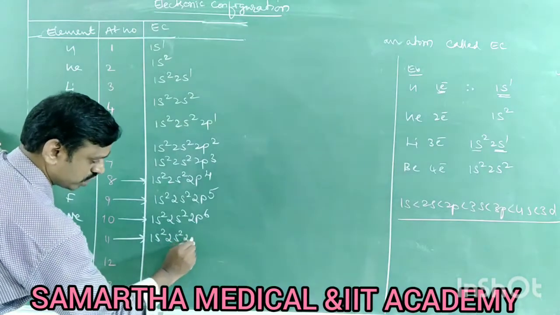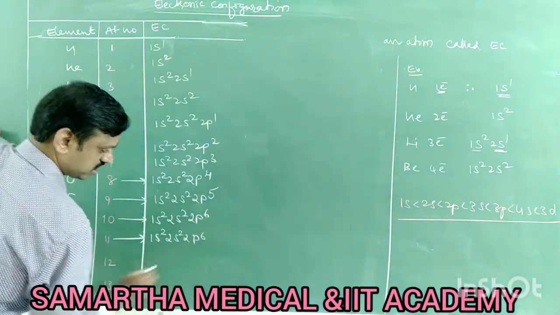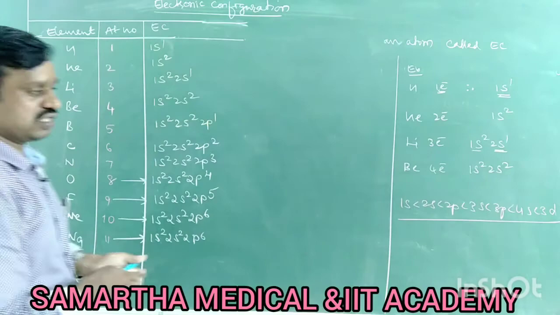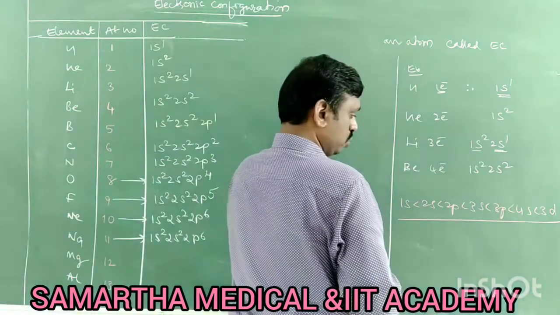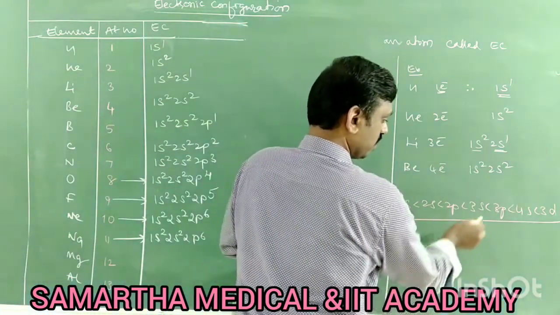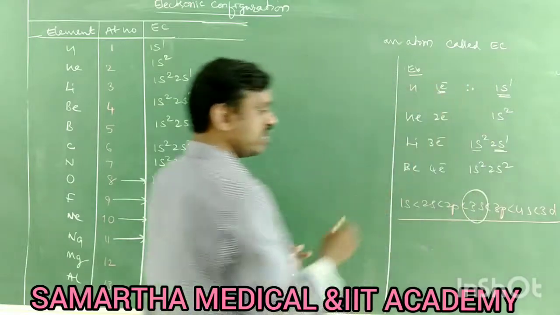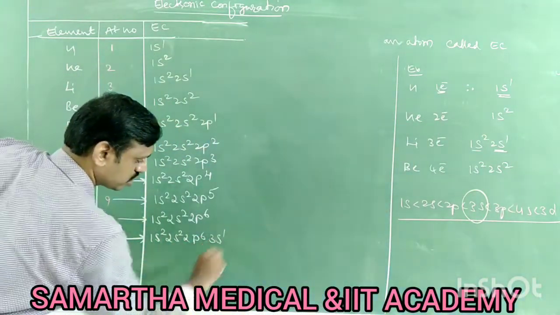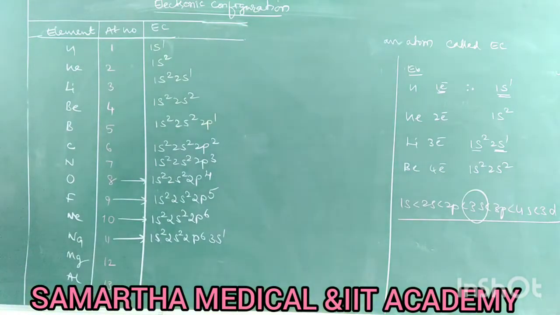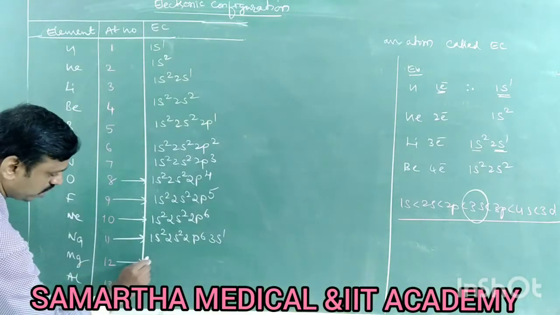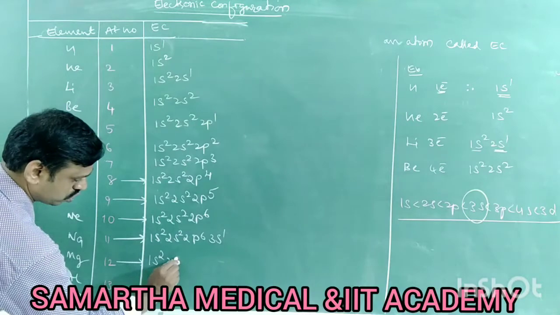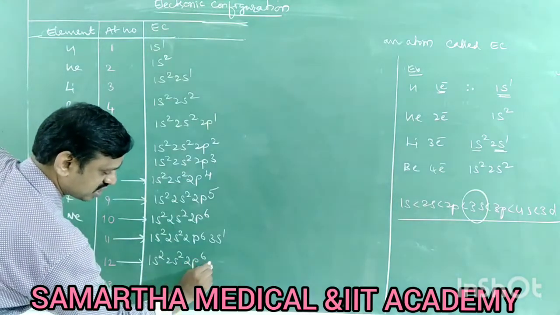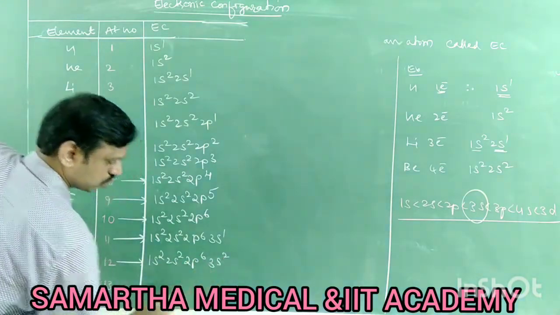Next is sodium, 11. 1s2, 2s2, 2p6. After 2p6, the electron enters into the 3s orbital. Therefore, now we should write 3s1. Next is magnesium, 12 electrons. It is 1s2, 2s2, 2p6, 3s2.